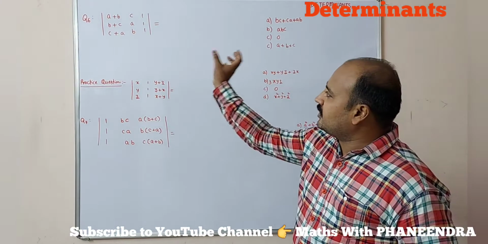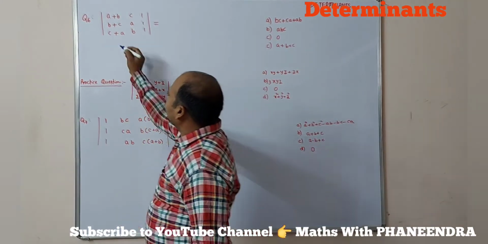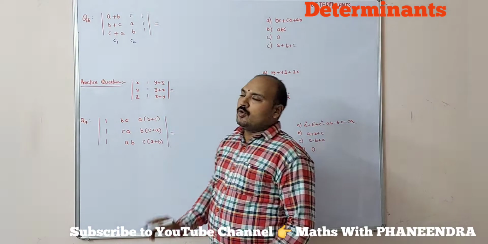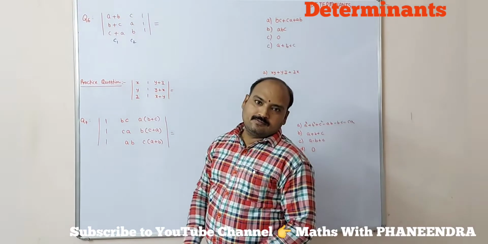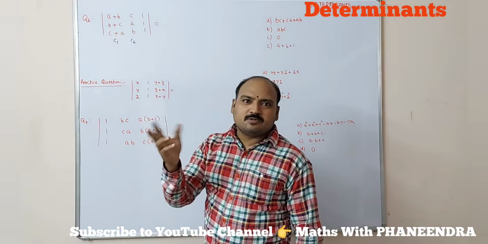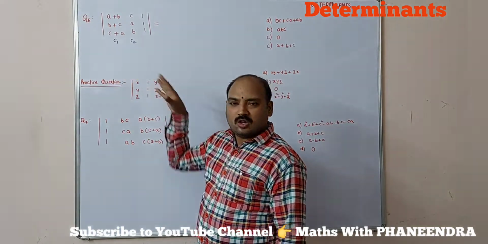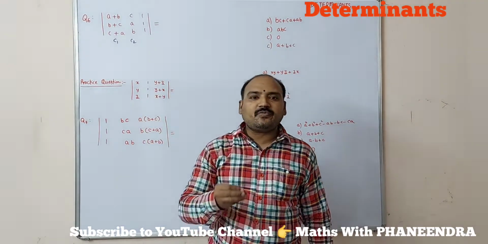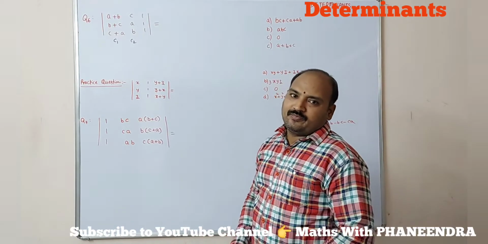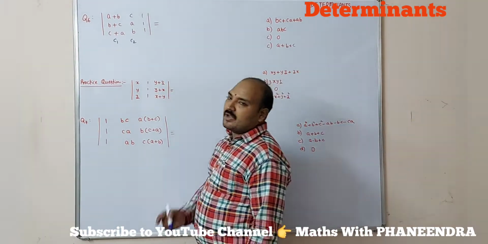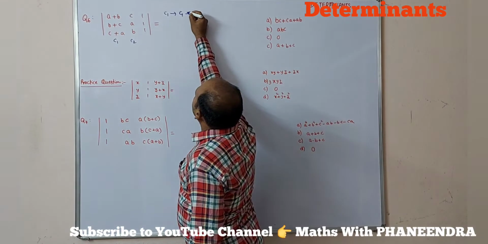If you observe the determinant carefully, this is C1, that means the first column, and this is C2. If you add the two columns, C1 plus C2, A plus B plus C, B plus C plus A, that means A plus B plus C. So, if you add or subtract all the rows or all the columns and you get the same value in one column or one row, we can make use of it. So, what I am doing is C1 tends to C1 plus C2.